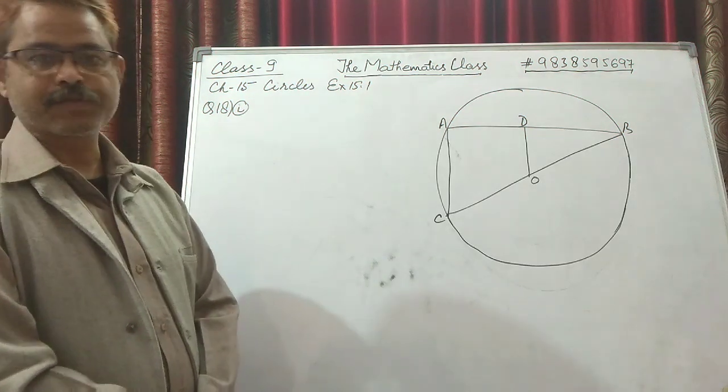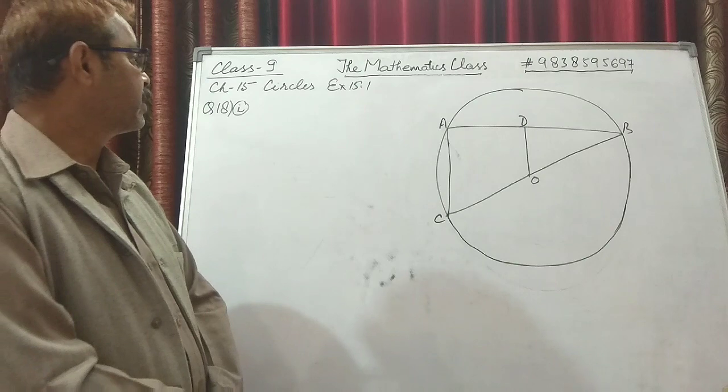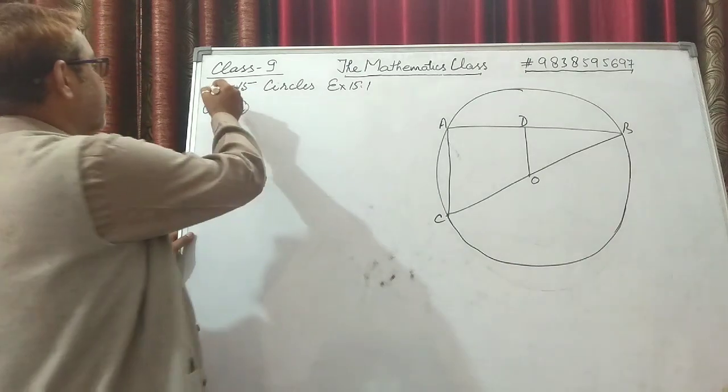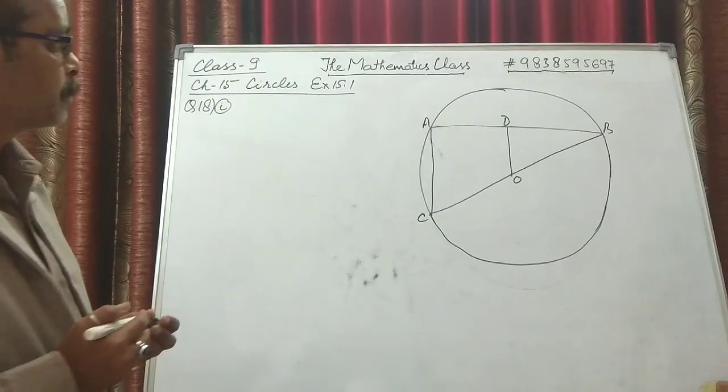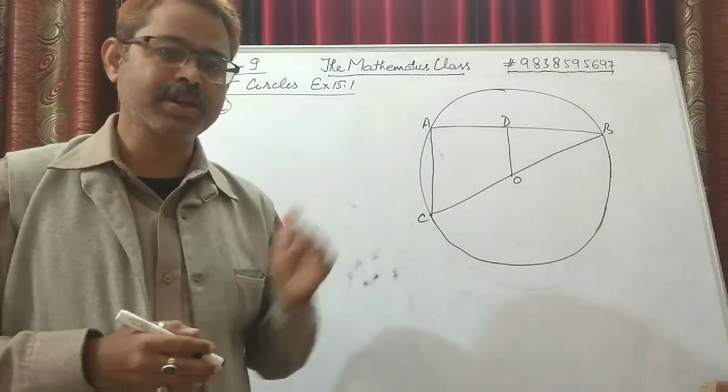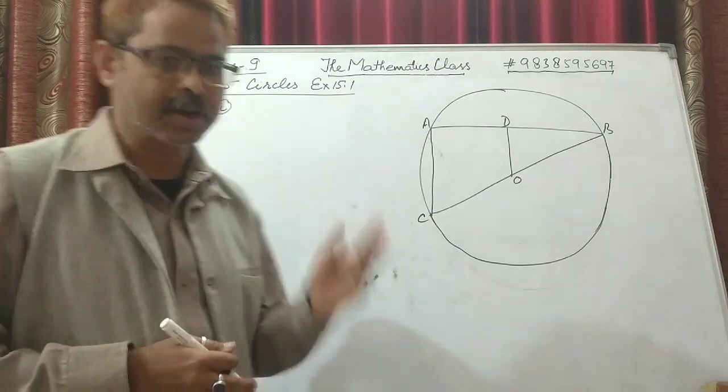Mathematics class. This class is for class 9 and the chapter we are doing is circles, that is chapter 15, and we are following the textbook ML Agrawal Understanding ICSE Mathematics. In the previous class we have discussed up to question number 17. Now I move on to question number 18.